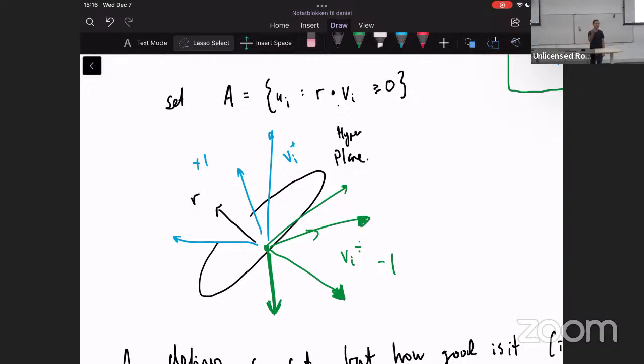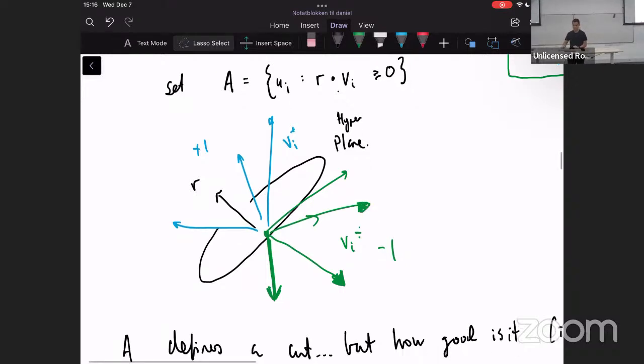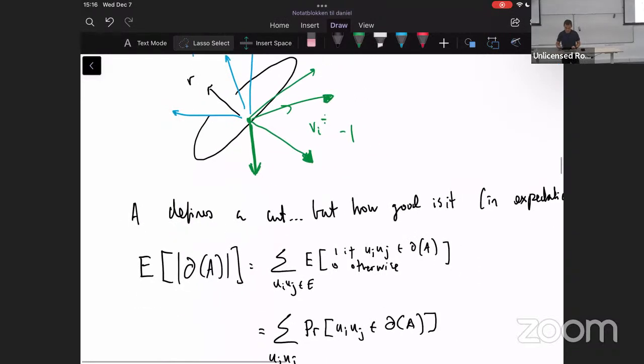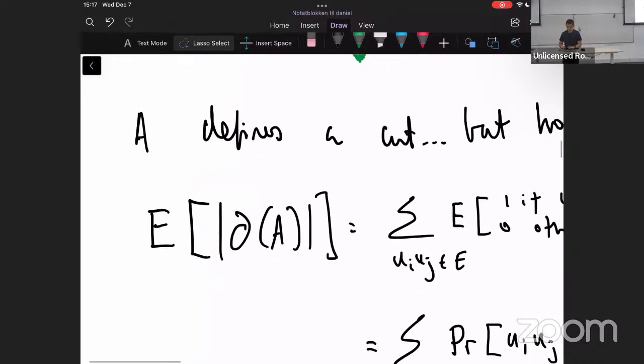And of course, how do you check? You don't cut your hyperplane mathematically, right? You just check the dot product of VI with R for every VI, and if the dot product is positive, you go on the A side. If it's negative, you go on the other side. Okay. So we've now defined a cut, right? We've solved the SDP, and we found a way to get a cut from the SDP. So all that's left is to analyze how good it's going to be. Well, let's figure out how good it is in expectation.